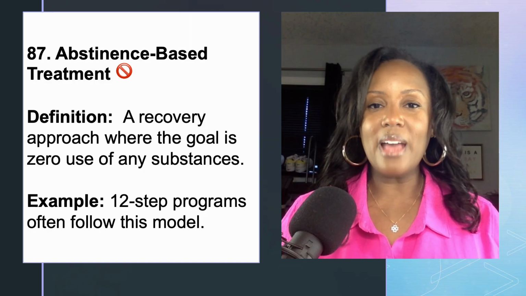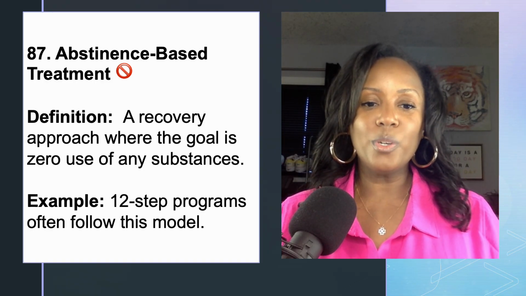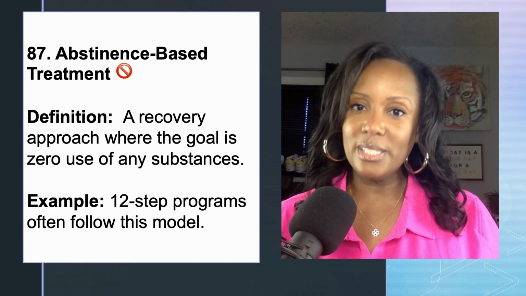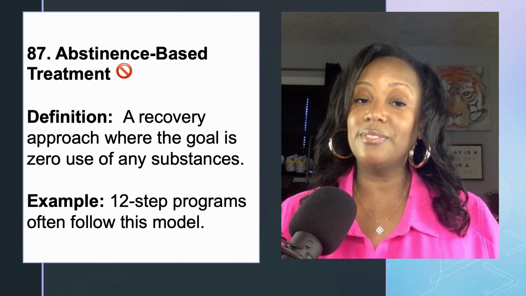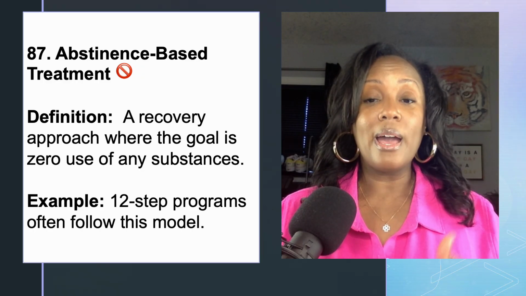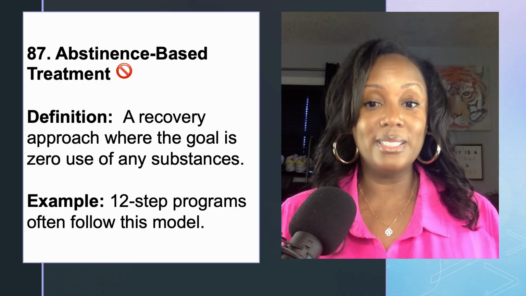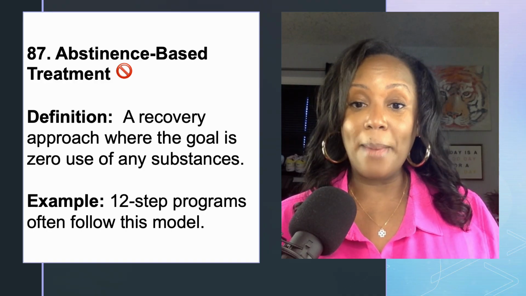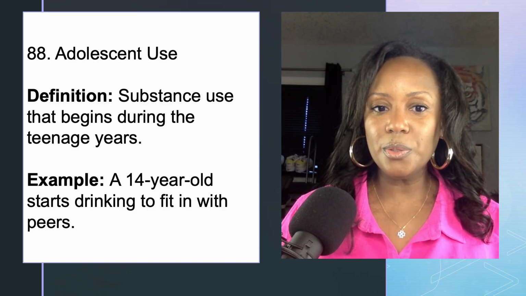Term 87 is abstinence-based treatment. This is a recovery approach where the goal is zero use of any substances. An example would be some 12-step programs who often follow this model. This path has worked for many, but not all. Our job is to match the model to the person and to make sure it's a good fit to reach recovery and maintain recovery.